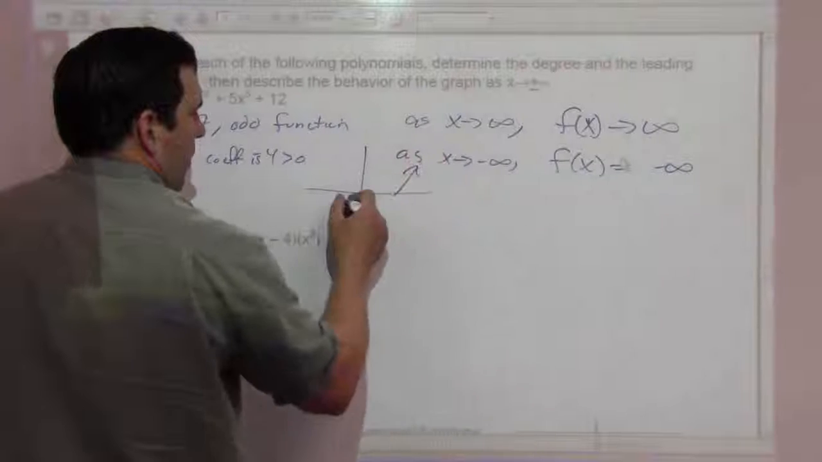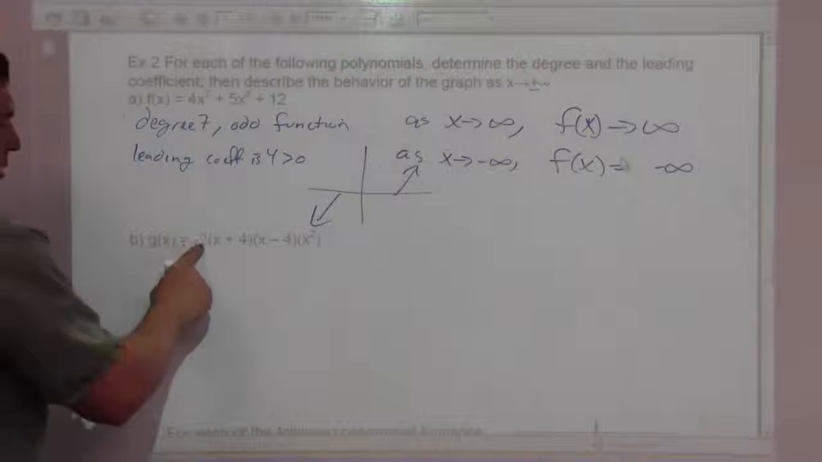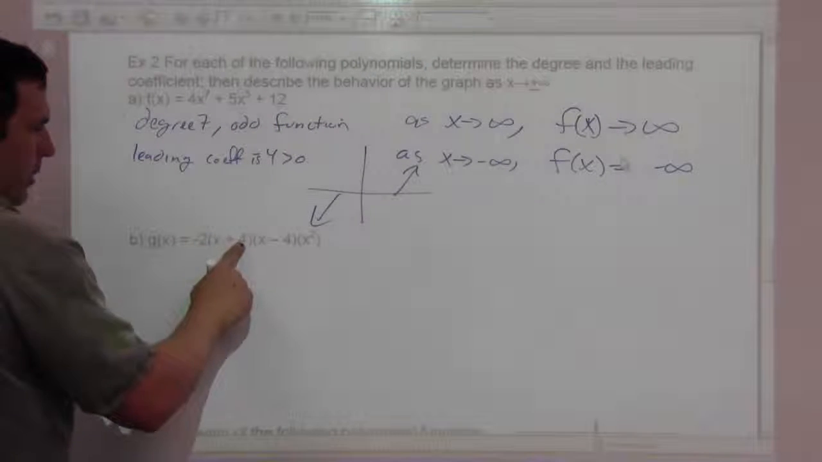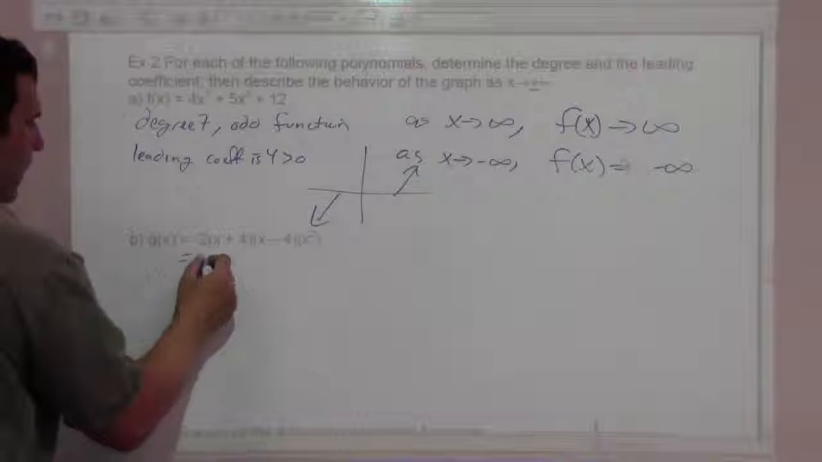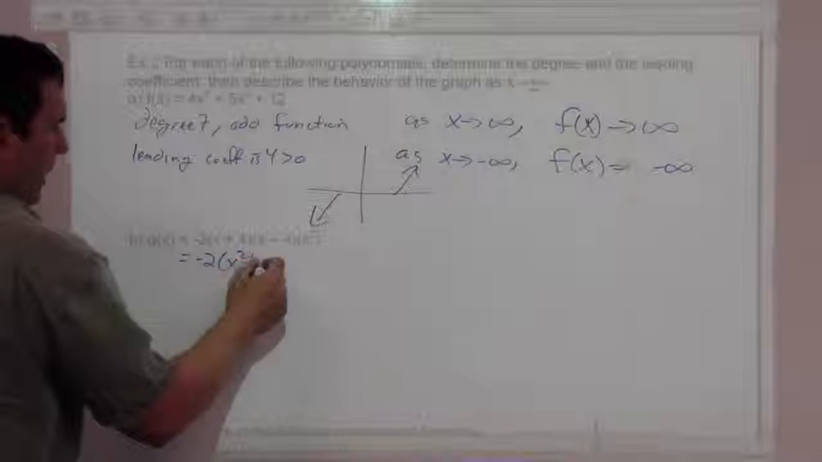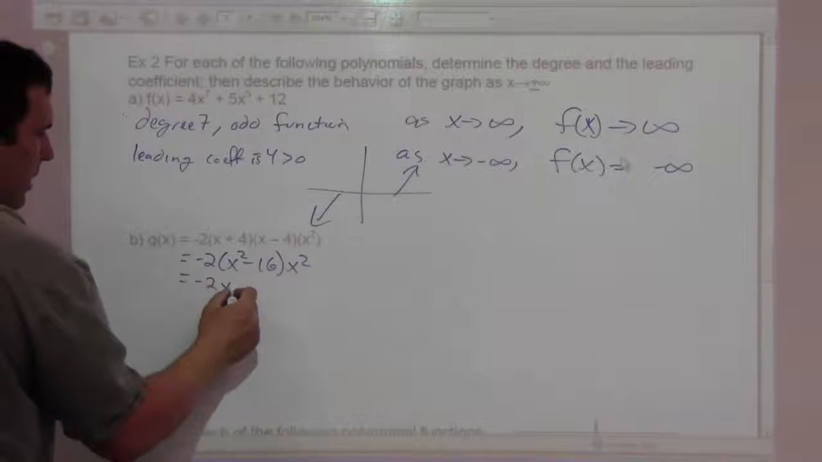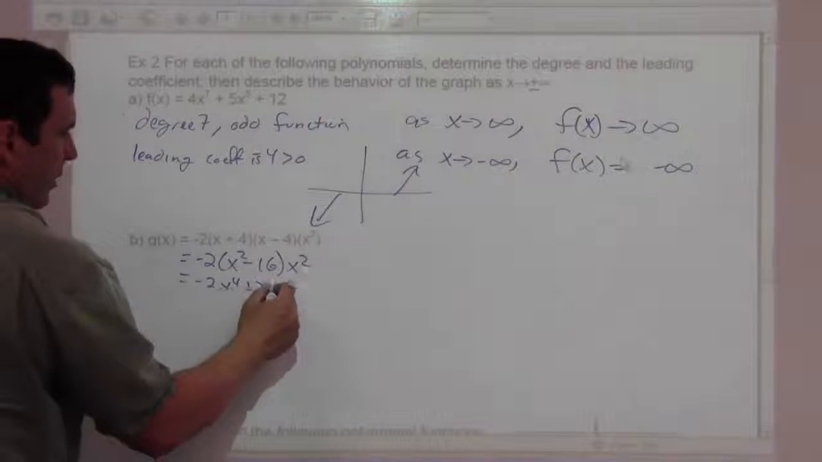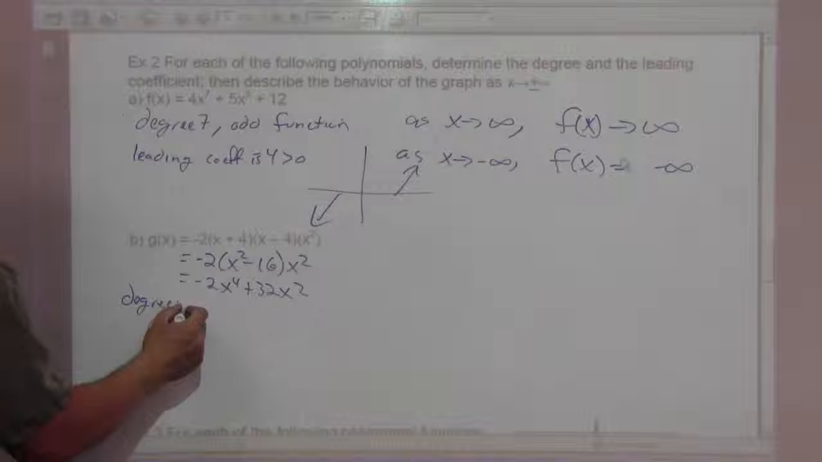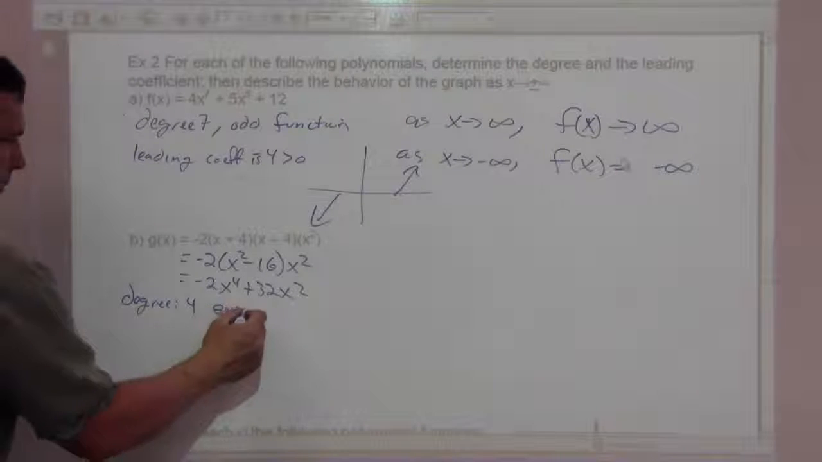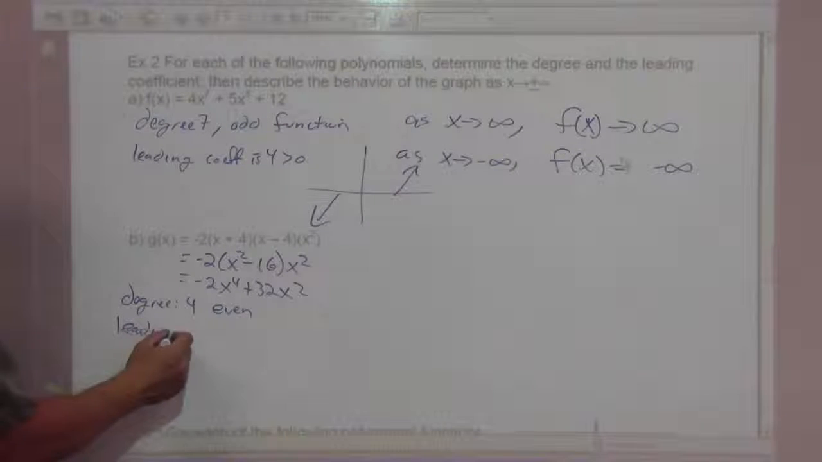Now the next case, we have g of x is negative 2 times x plus 4 times x minus 4 times x squared. And we can multiply this out if it helps. This would be negative 2 times x squared minus 16 times x squared, which becomes negative 2x to the fourth plus 32x squared. So our degree here is 4. That makes it even. Our leading coefficient is negative 2.